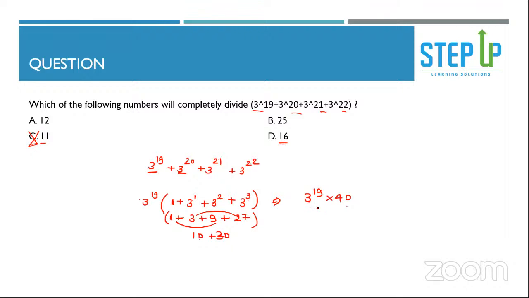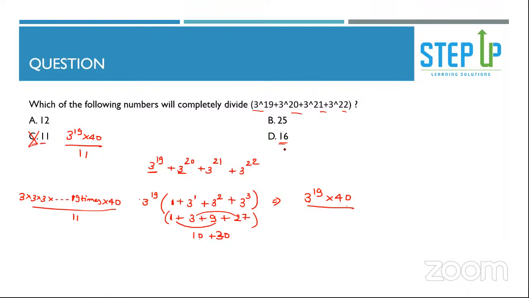Just divide by 16. So if you write, okay, let me write it this way: 3 to the power 19 into 40 by 11. Do you see any number getting cancelled? 3 to the power 19 is like 3 into 3 into 3 and so on, 19 times, into 40 by 11. So do you see any factor of 11?